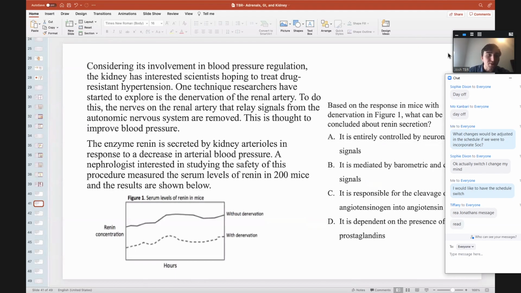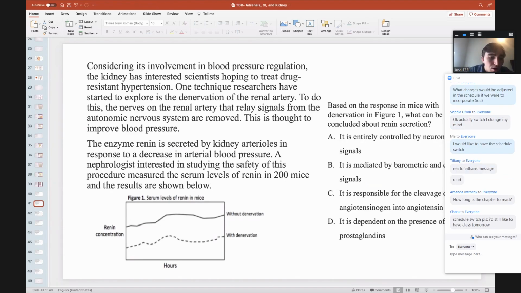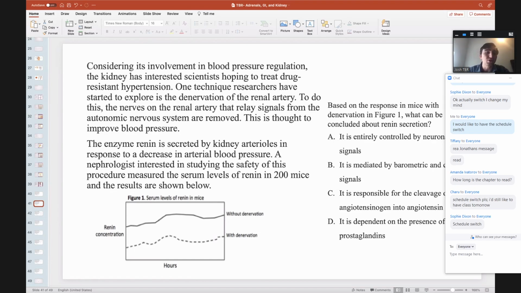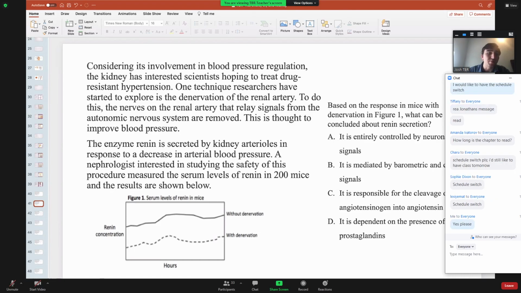What changes will be adjusted in the schedule if we were to incorporate social? Most likely we would just switch the social demographics lecture. I can't share my screen now, but if you go into the schedule, it is on November 17th. Most likely we'd switch tomorrow's lecture for November 17th. That would probably be the easiest thing we could do. So do you guys want to do the schedule switch? Okay. And how many people want to cancel?